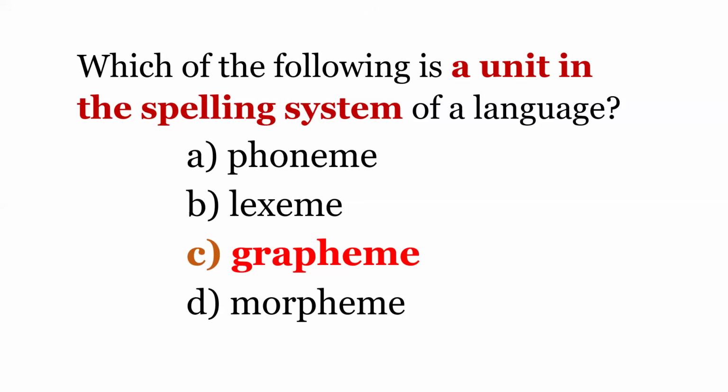Answer C, grapheme. See, graph means writing. So grapheme. So that's the answer. So what you can do, look up these terms. What is the meaning of lexeme or morpheme? Morpheme comes under morphology, study of formation of words. Phoneme comes under phonology, study of sound systems of a particular language. Then lexeme comes under semantics, study of meaning.